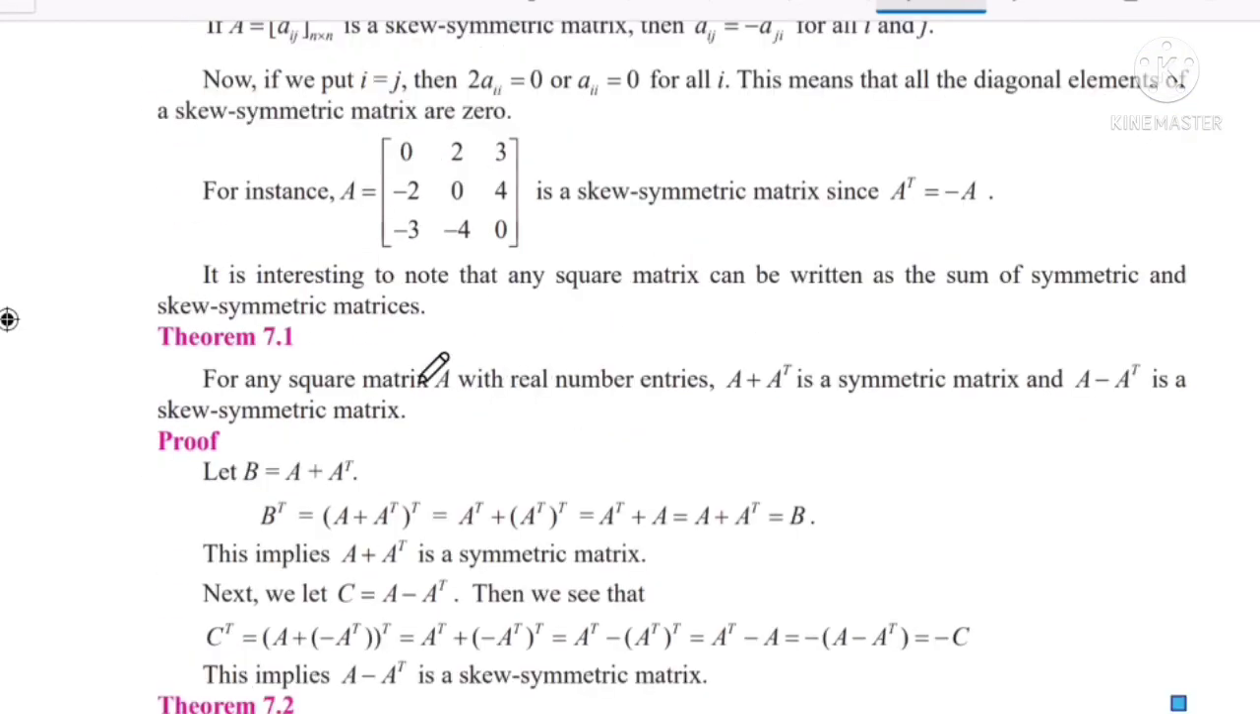Now, one more important theorem. For any square matrix A with real number entries, A plus A transpose is symmetric always. So learn this theorem.